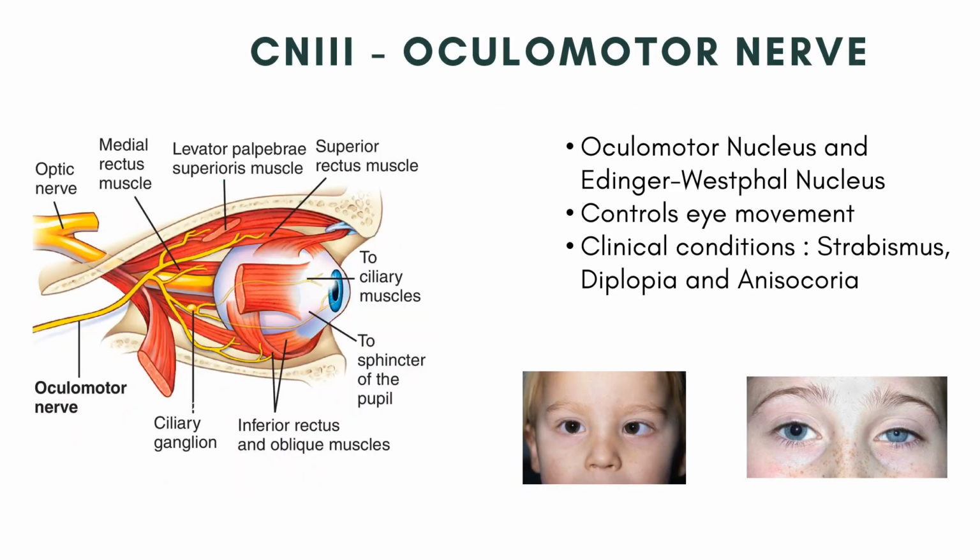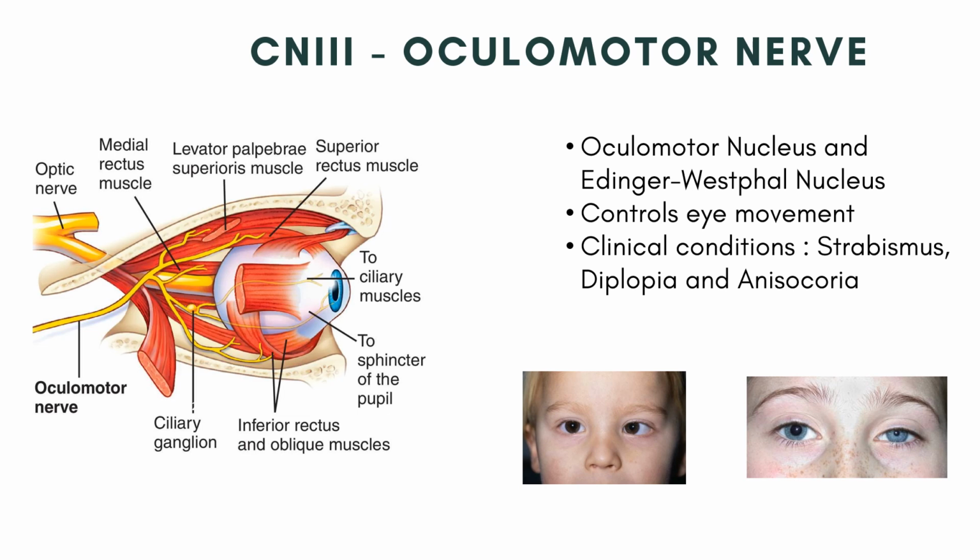The term oculomotor can be broken down into oculo, which means related to the eye, and motor, which means movement. So this nerve is in charge of eye movement. The oculomotor nerve originates in the midbrain, specifically from the oculomotor nucleus and the Edinger-Westphal nucleus. It's unique because it contains both efferent and afferent fibers, which control the extraocular muscles responsible for moving our eyes.